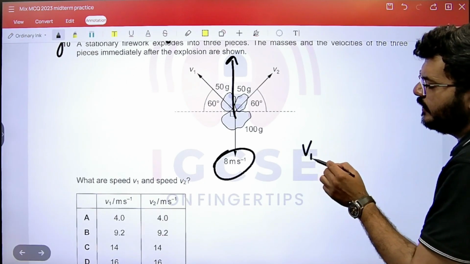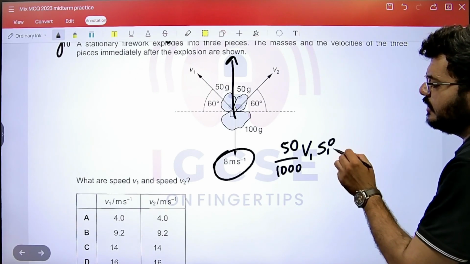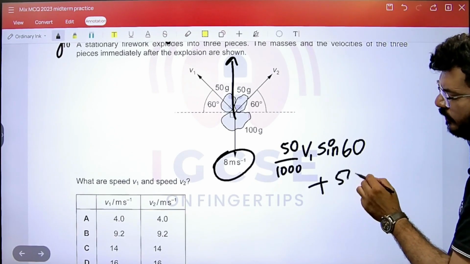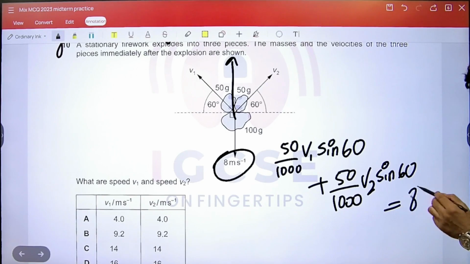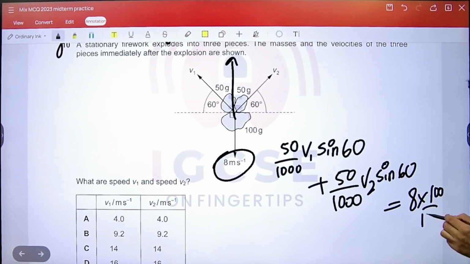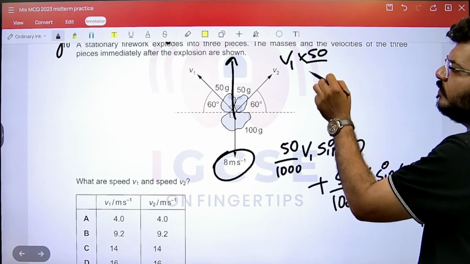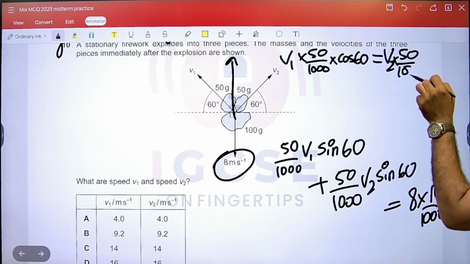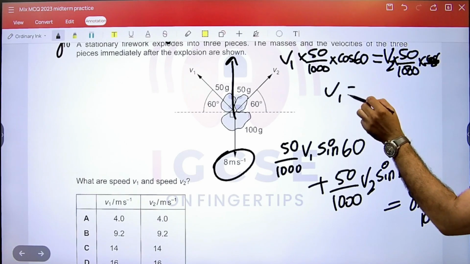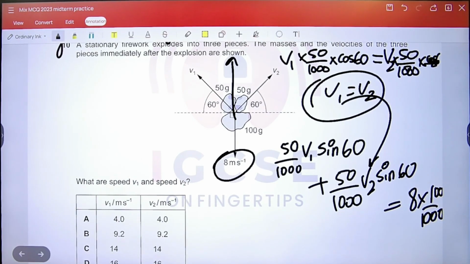So I must write v1 times of 50 upon 1000 into sine 60 plus again 50 upon 1000 v2 times of sine 60 should be equal to 8 into 0.1, sorry, 100 upon 1000, right? This you will get the first equation from here. Because there is no horizontal momentum as well, I should be able to write v1 into 50 upon 1000 multiplied by cos 60 is equal to v2 into 50 upon 1000 into cos 60. This will mean that v1 equals v2. Keep v1 here, and therefore you will easily find v1 and hence v2, right?